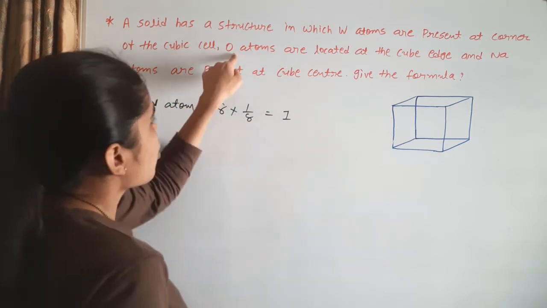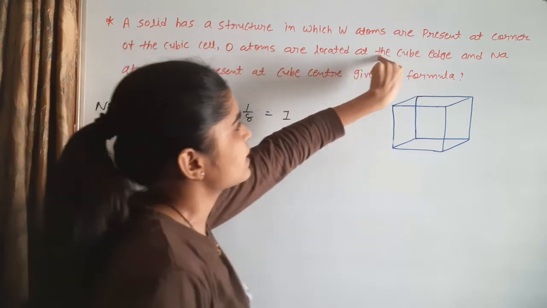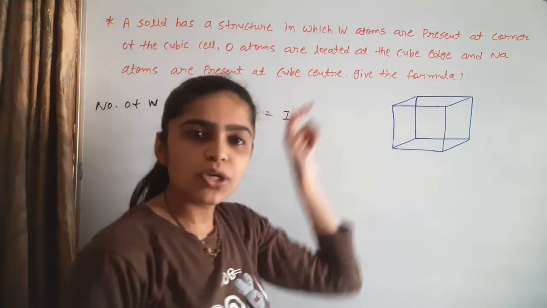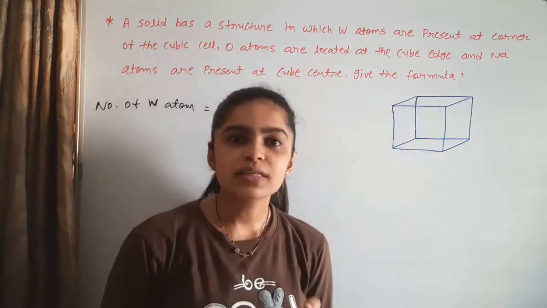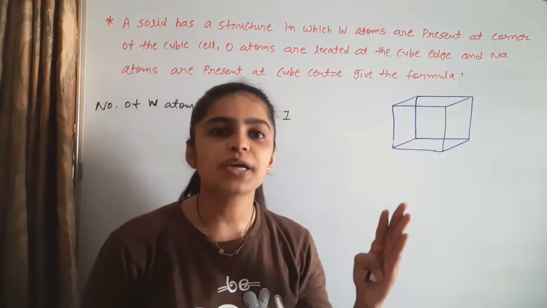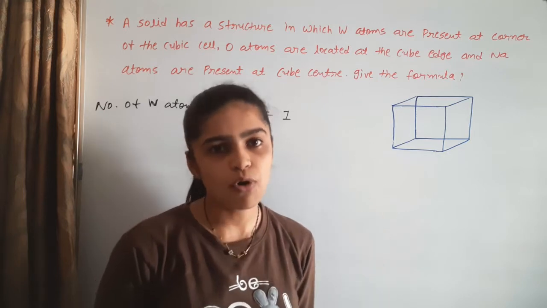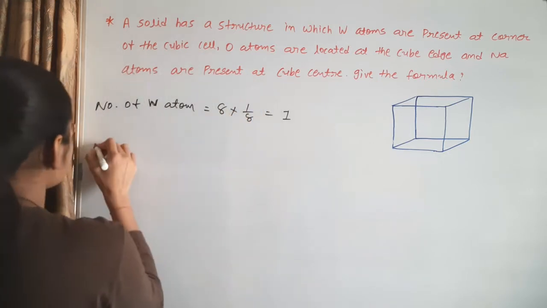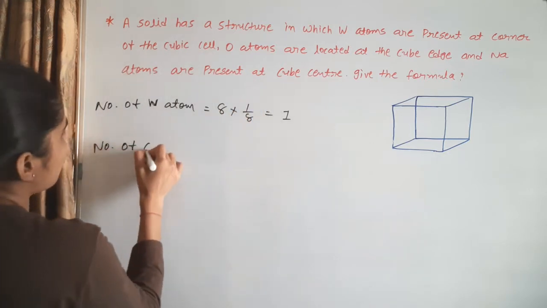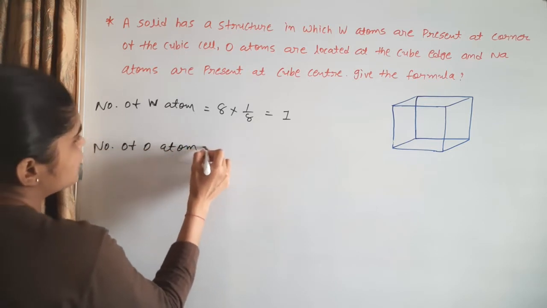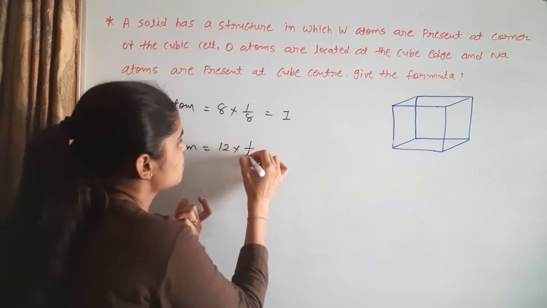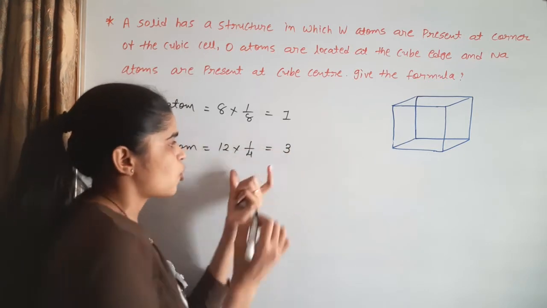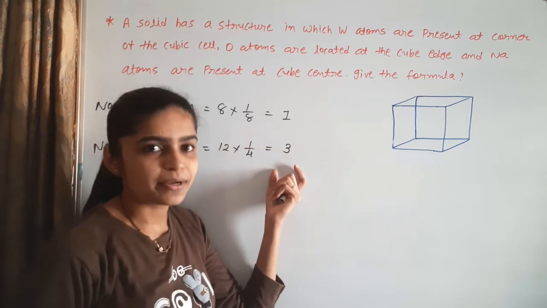Then next, oxygen atoms are located at the cube edges. In the unit cell, 12 edges are present, and each atom on an edge contributes 1/4 part. So the number of oxygen atoms, 12 edges times a contribution of 1/4, gives 3 atoms.